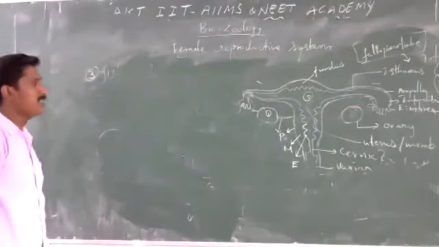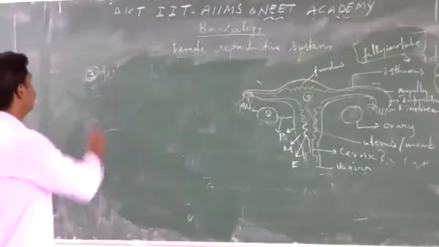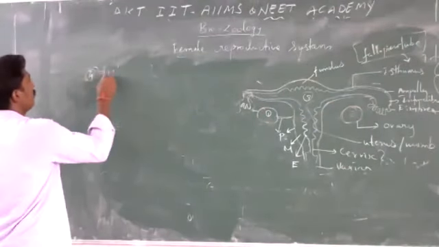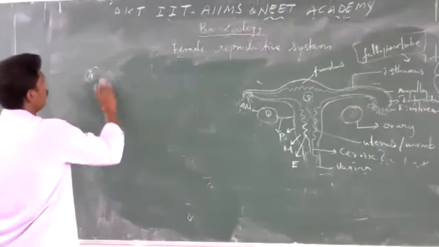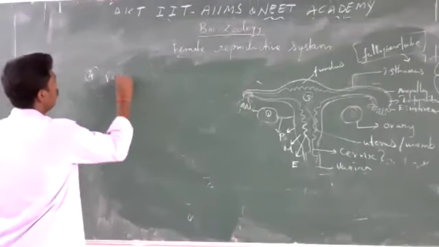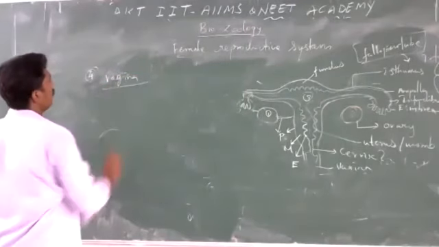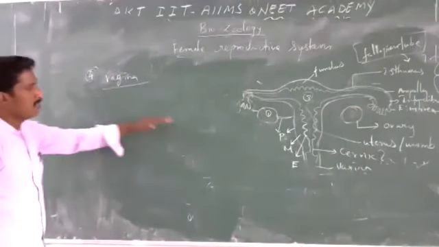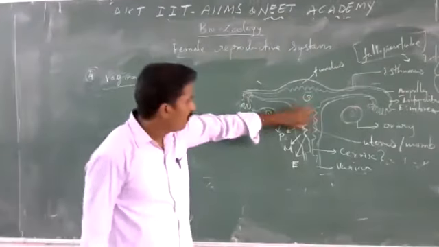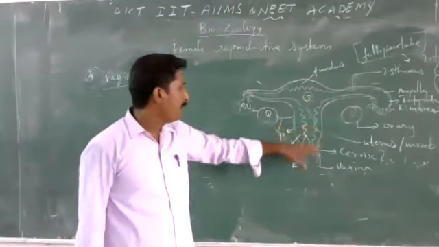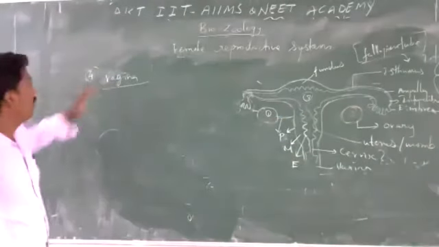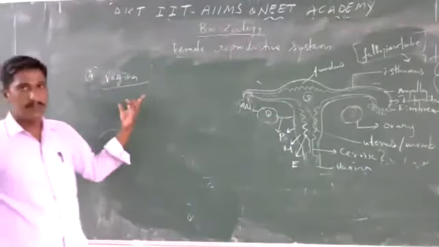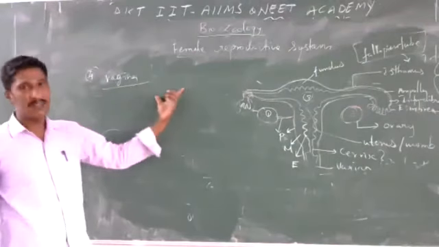And next is vagina. The fourth one, you know that, is the cervix. Cervix is here. It is the distal region of the uterus, a tubular region that connects the uterus to the vagina. Next one is vagina. The vagina is also a tubular structure.